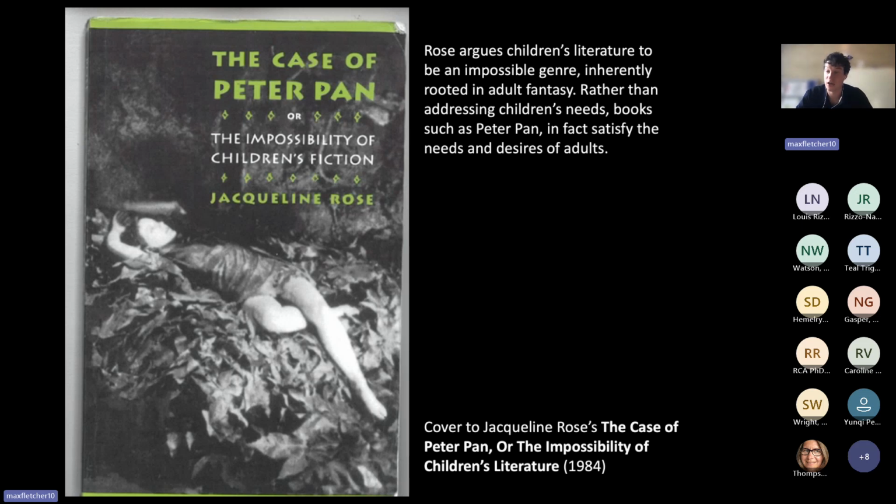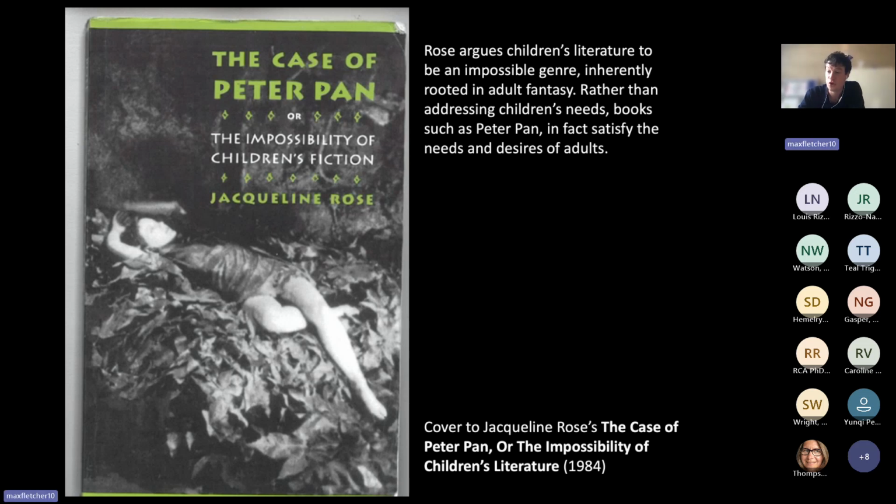Barrie's 1904 text, Peter Pan, as its subject matter, her study extends beyond this one book and responds to the general assumption that children's literature is written for the child. Rose argues that rather than addressing children's needs, these books, in fact, tend to satisfy the needs and desires of adults. For Rose, children's literature makes problematic assumptions about the child.